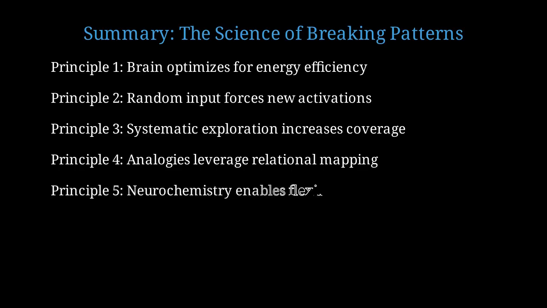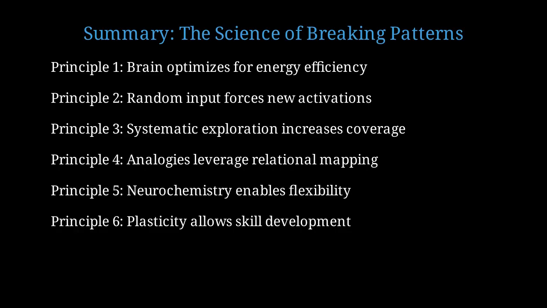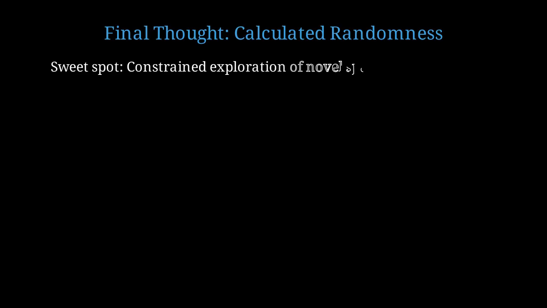Fifth, optimal dopamine and norepinephrine levels, combined with reduced GABA inhibition, create the neurochemical environment necessary for cognitive flexibility. And sixth, neuroplasticity allows these unconventional thinking methods to become more efficient with practice, creating structural brain changes over 8 weeks. The paradox of creative thinking is that calculated randomness is more effective than pure randomness or pure structure alone. The sweet spot is constrained exploration of novel conceptual space.